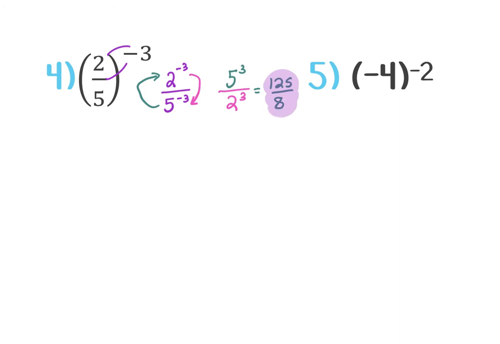The other way to do it is if the negative's on the outside, we can flip what's on the inside. So it would go 5 over 2, making the exponent on the outside positive. And then you would distribute. 5 to the 3rd would be 125. 2 to the 3rd would be 8. So both ways get you to the right answer. It's up to you which of those methods you choose.